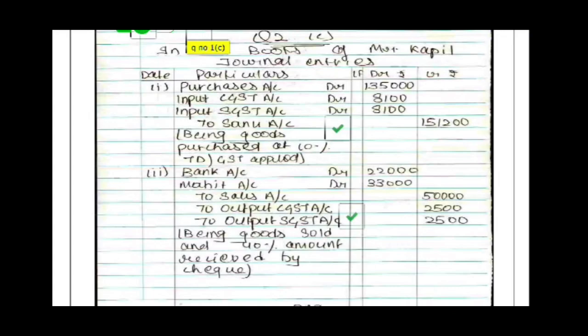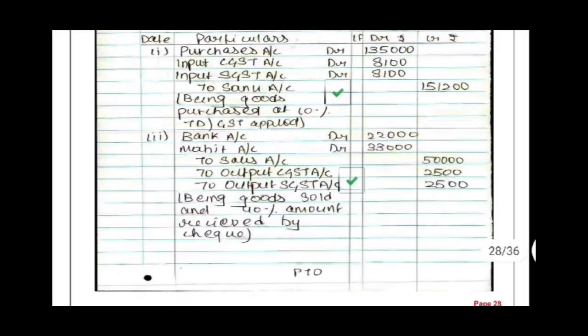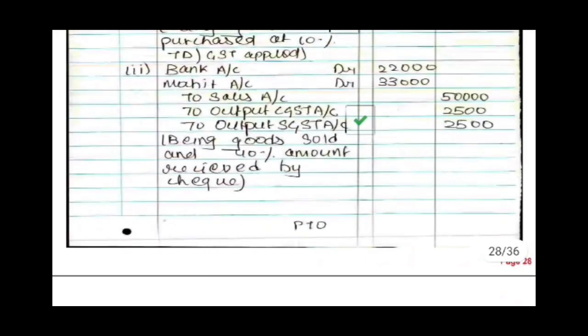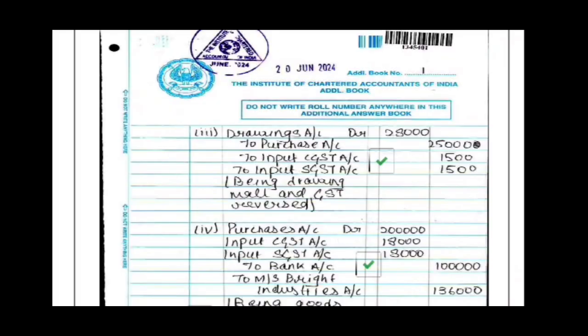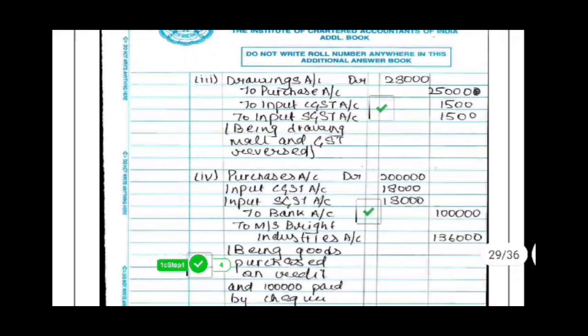For the second entry, you can see being goods sold at 40% amount and 40% amount received by cheque. Simple narrations: being drawings made and GST reversed. Simple narrations, being ... bracket closed. This is narration over. And now moving on to question number 5A.